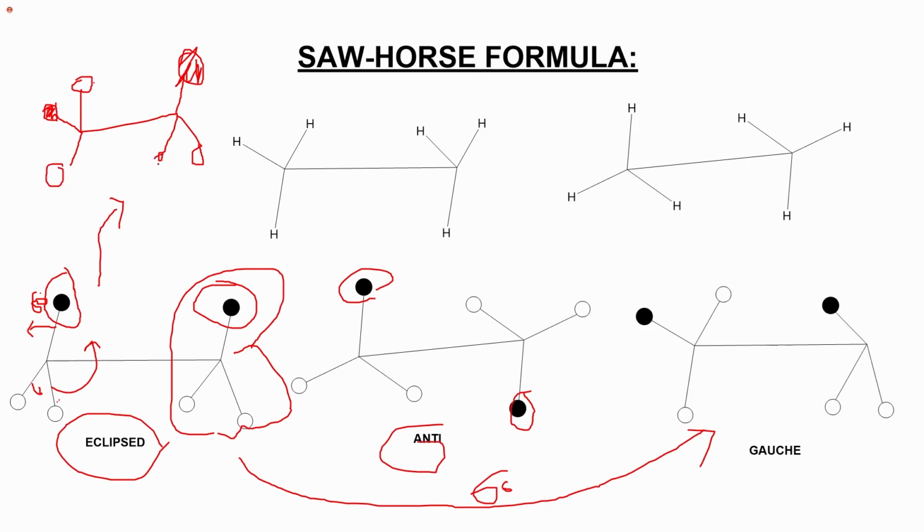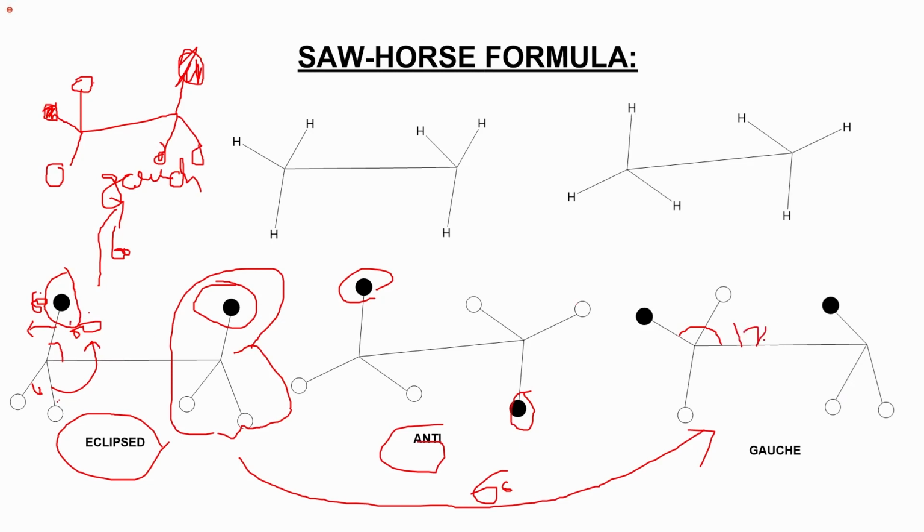Now what are we getting by 60-degree rotation? We are getting the gauche isomer. Now the bond angle between here is 120-degree. So this is the 120-degree. This is 60-degree. This is 60-degree bond angle. This is 60-degree, but this is 120-degree.